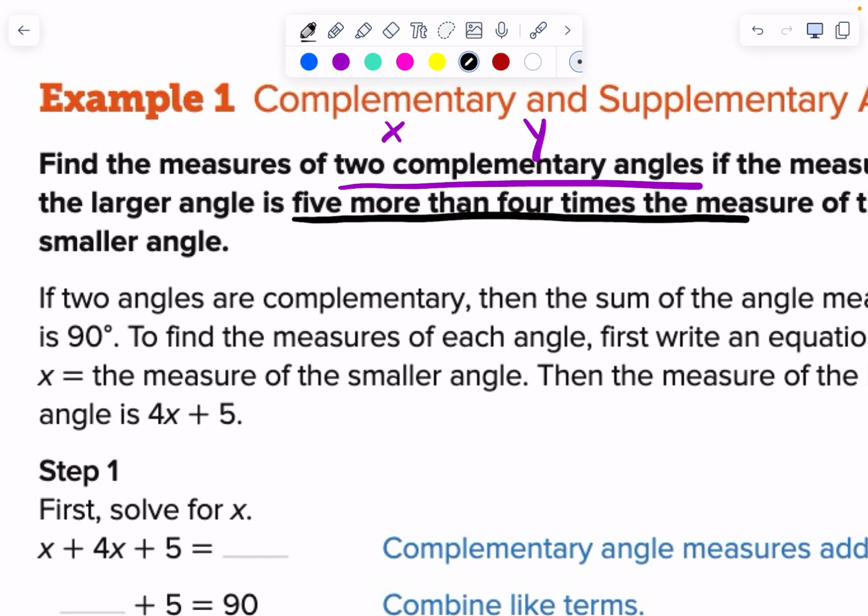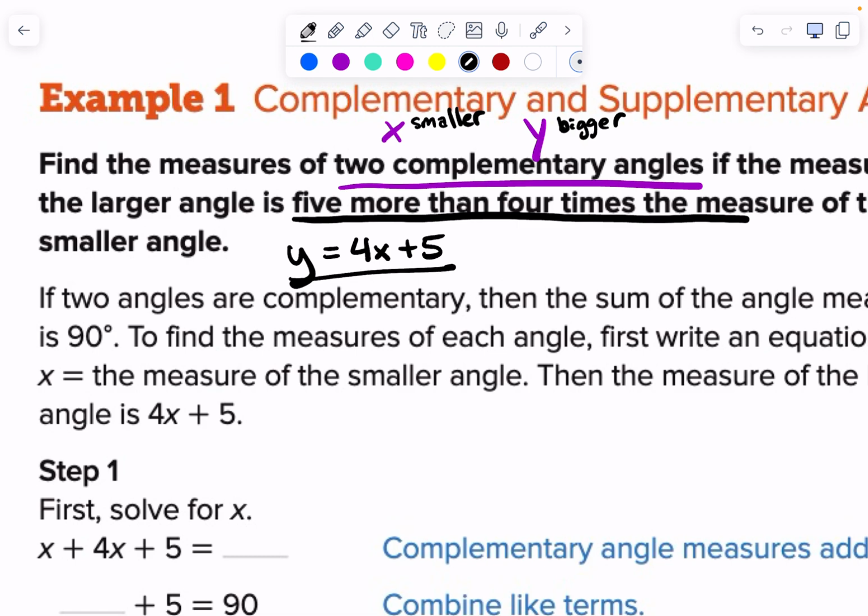5 more than 4 times. What's 5 more than 4 times mean? 4x plus 5. That's what we'll say y is, right? Y is the bigger one in this case, and x is the smaller one. So if we're saying y is 5 more than 4 times the measure of x, it's 4x plus 5.